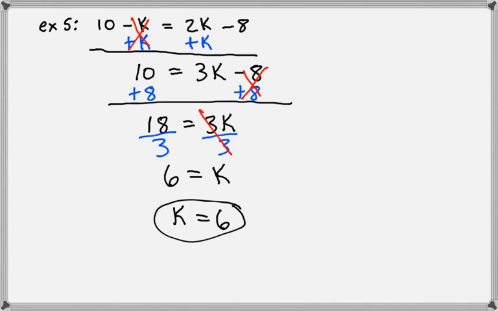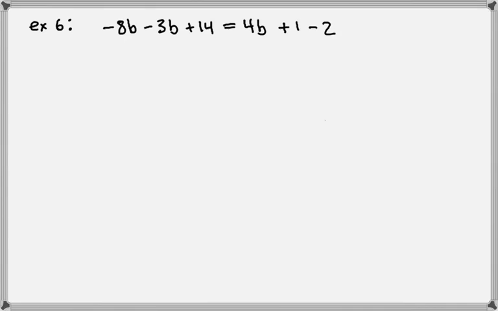Let's look at one last example. Here we have -8b minus 3b plus 14 equals 4b plus 1 minus 2. We want to look to combine like terms. Over here on the left side of the equal sign, I have a -8b and a -3b that we can combine. On the other side of the equal sign, I have a 1 and a -2. -8b minus 3b is going to combine to give us -11b. We still have that plus 14 is equal to 4b, and 1 minus 2 gives us a -1.